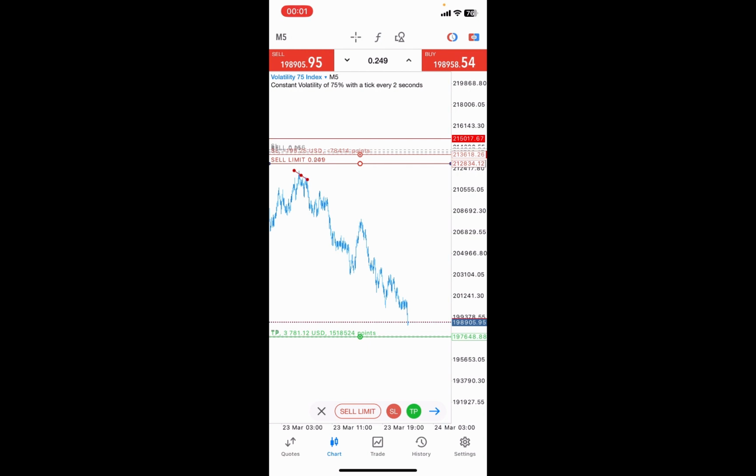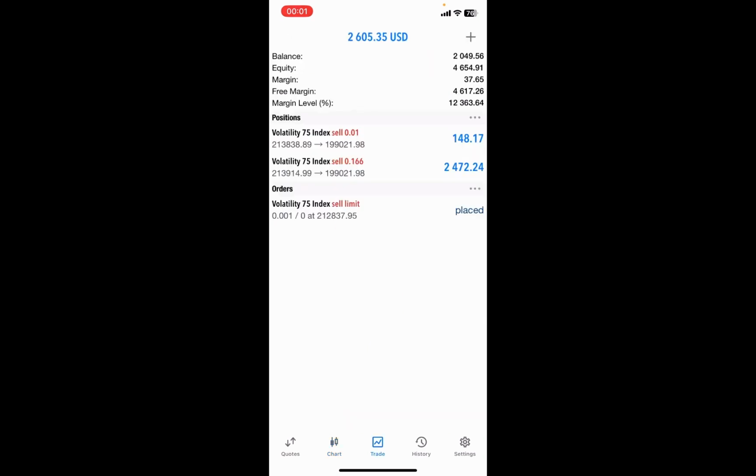Let me go to bed. As you can see, it's very late. I wake up to hitting TP and $2,600 in my bank account. Very nice. Trading is easy, guys, when you know how to do it.